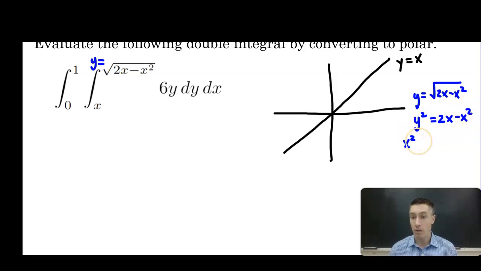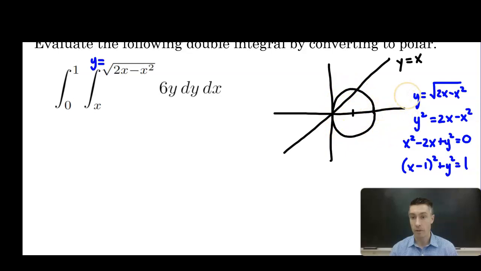Move everything over. So x squared minus, not plus, minus 2x plus y squared equals 0. If we complete the square, so half of negative 2 is negative 1, squared would be plus 1 on both sides. Factoring would give us x minus 1 squared plus y squared equals 1. So this is a circle of radius 1 centered at 1, 0. So 1, 0, radius of 1. So that circle is going to look like that.